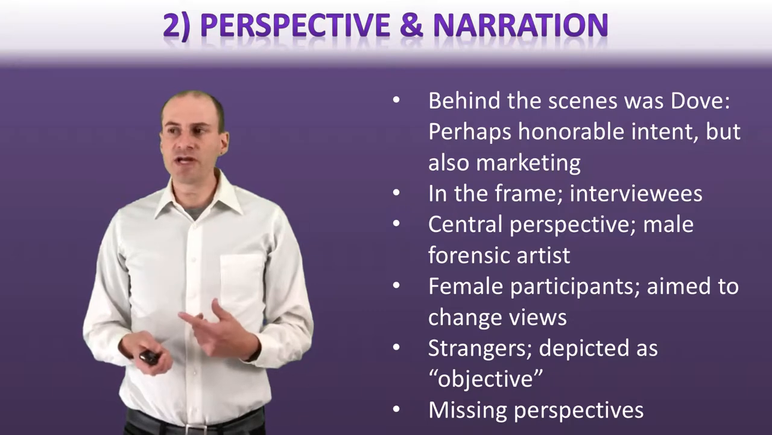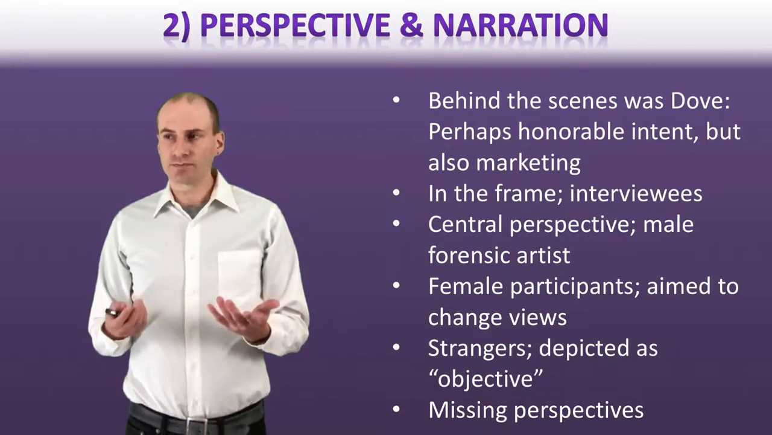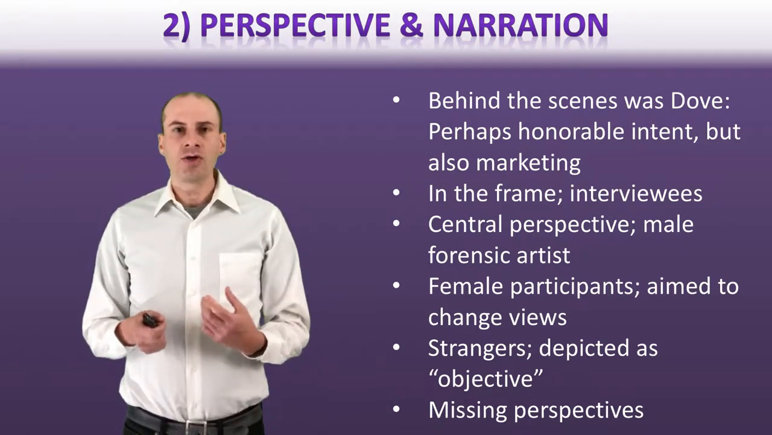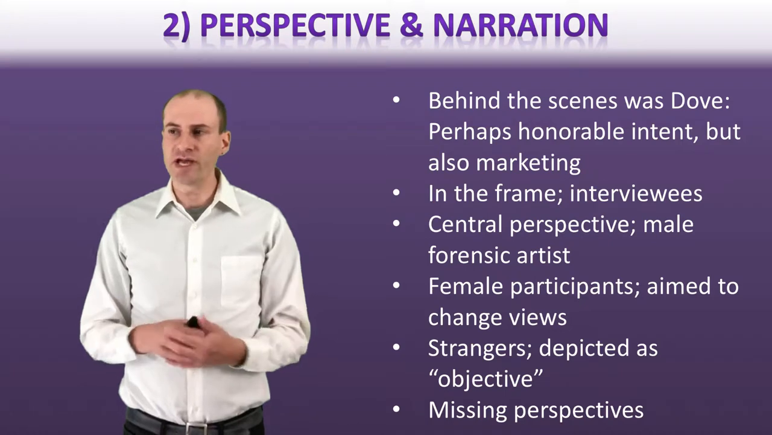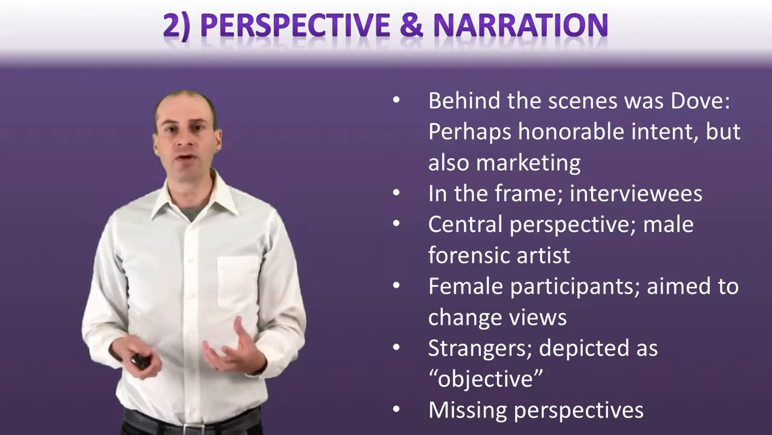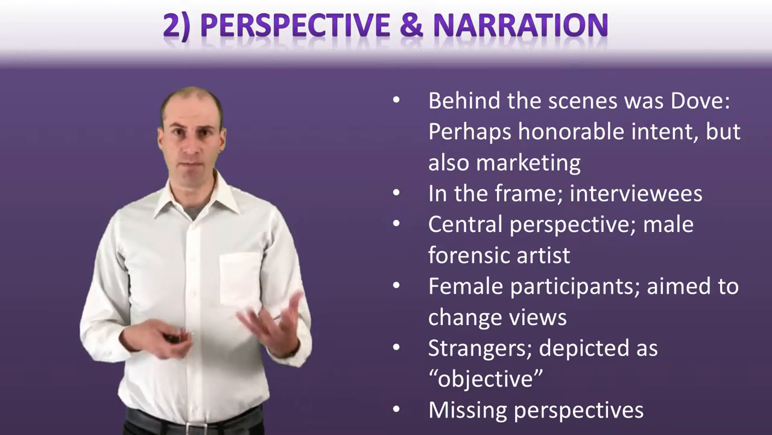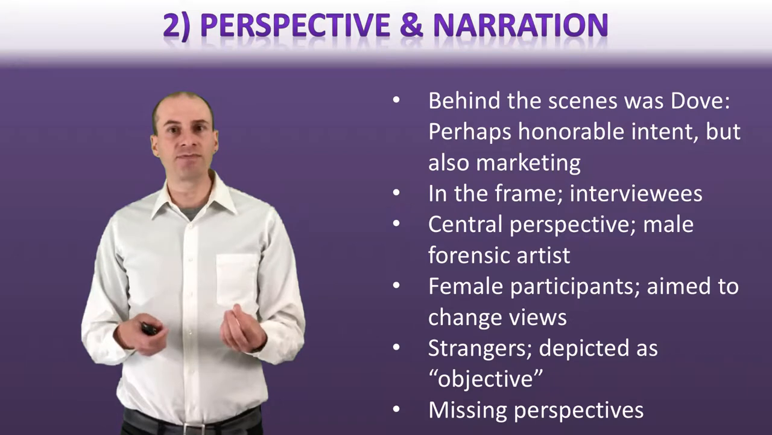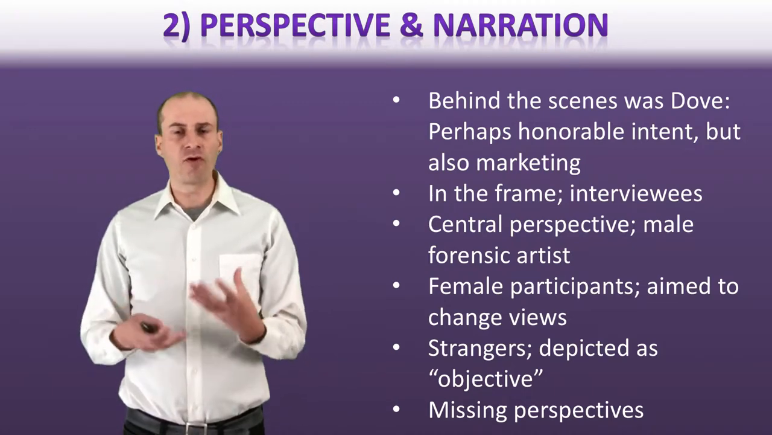So when we think about perspective and narration, here we're thinking about what viewpoint was conveyed and how it was conveyed through the narration in the film. First off, you might think about who is behind the scenes in creating this film. You think about what's being said in the film itself. You can also think about the why and the who of the actual creation. And this was created by Dove. There is indication certainly in what they've talked about that suggests honorable intent in creating this. But it's also important to note that this is connected to marketing and the realities of financial pressures for an organization. So having that perspective as a commercial product as well as a social endeavor is an important one for analyzing this piece of media.